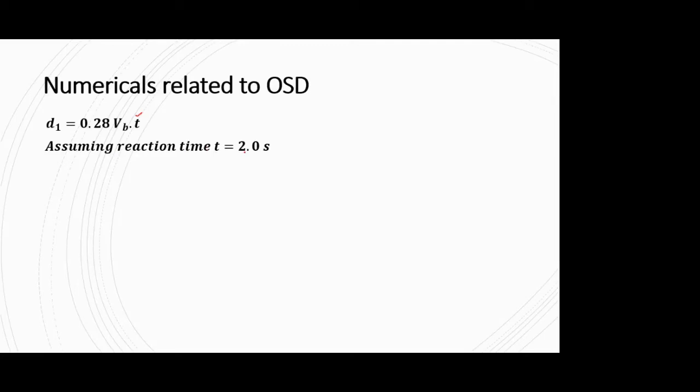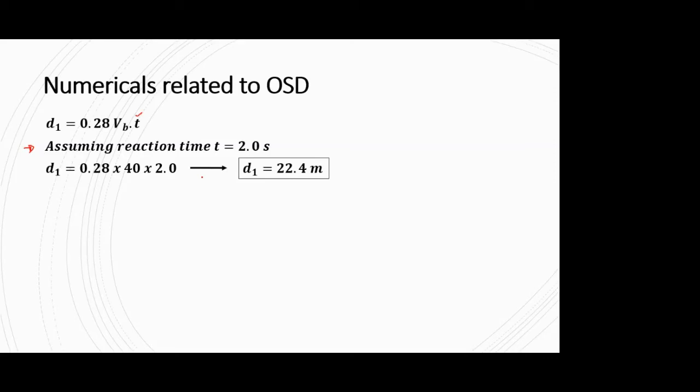Okay. Many times it happens that in overtaking sight distance numericals, they don't give this reaction time. Though we all know that it's 2 seconds, you have to write down in the numerical, in these steps, that assuming the reaction time T is equal to 2 seconds, not just simply take the value in the formula directly. You have to write this statement. So that's what I have included here. So just substituting the values, D1 is 0.28 into VB, the slow moving vehicle speed, that is 40, and reaction time is 2, that is assumed. So you get D1 as 22.4 meter.